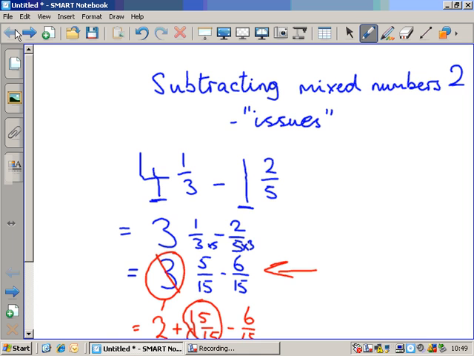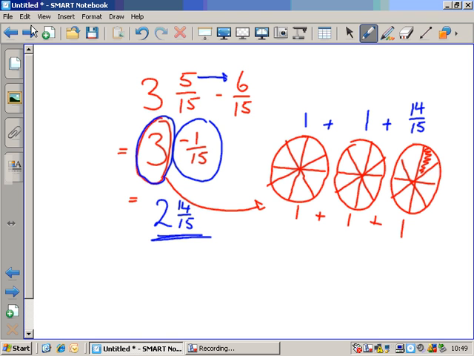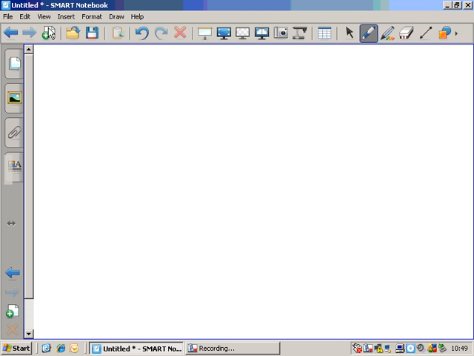So method number 1 is to do our borrowing, the old-fashioned way. Take something away from the whole number here to make our first fraction bigger than the second fraction. And the second method was to subtract the fractions and get a negative number answer, and take that negative fraction away from our whole number. Let's do that again with another problem.